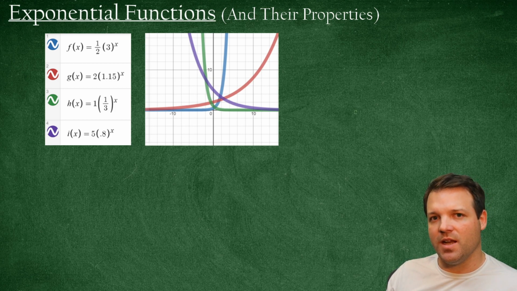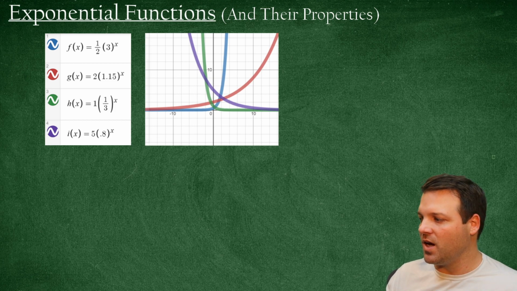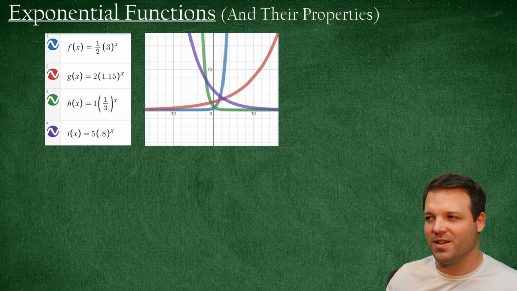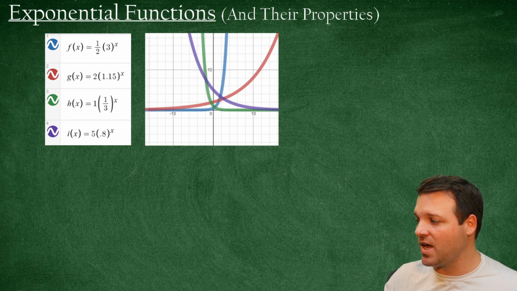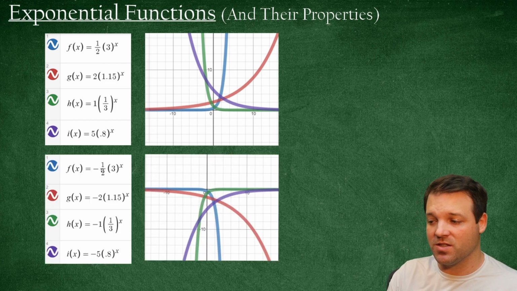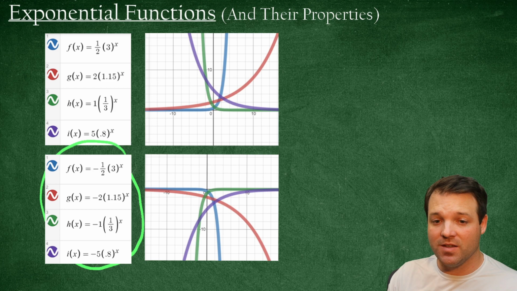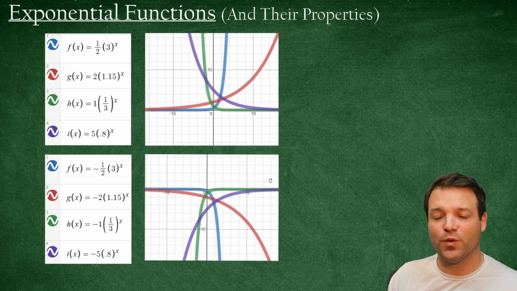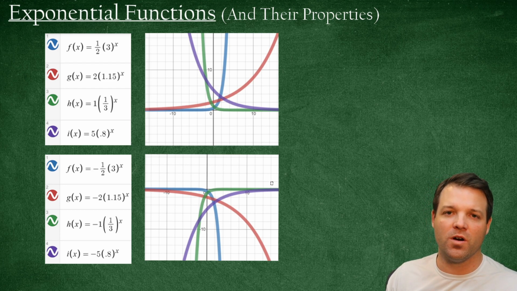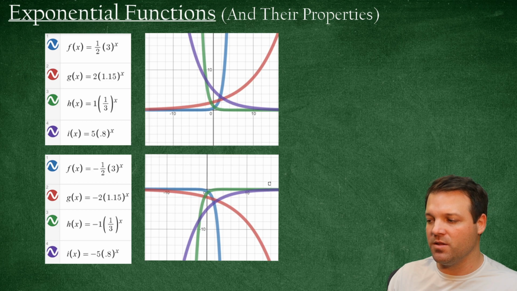I said in the beginning that the a values are actually the same a value in any transformation type of form, meaning that a value does have an effect, but it's really just a vertical stretch or compression, or if the a values happen to be negative, I just have the exact same functions down here, except they're all negative a values. All that's going to do, like it typically does to any function, is flip every single one of these functions over the x-axis. Okay.